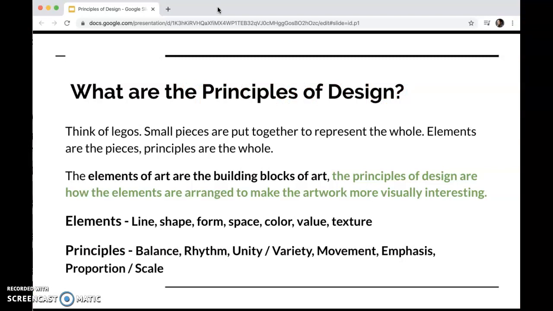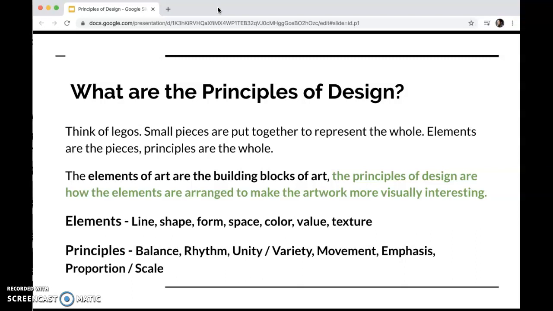We already learned about the elements of art. Those are little things that we can focus on within our art, and the way that we put them together becomes the principles of design. So in general, there are 8 principles of design that we'll learn about: balance, rhythm, unity, variety, movement, emphasis, proportion, and scale.